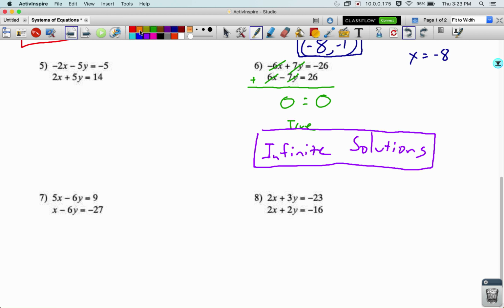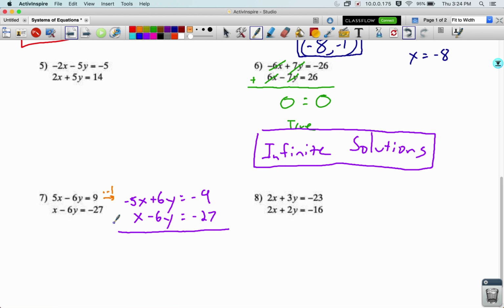Number 7, we see we don't have a 0 pair, but we can easily form one because we have an identical pair with these negative 6y's. So take the top equation and multiply it by just negative 1, meaning we're multiplying both sides by negative 1. This is still a balanced step. And we get negative 5x plus 6y equals negative 9. Copy down this equation below it. X minus 6y equals negative 27.